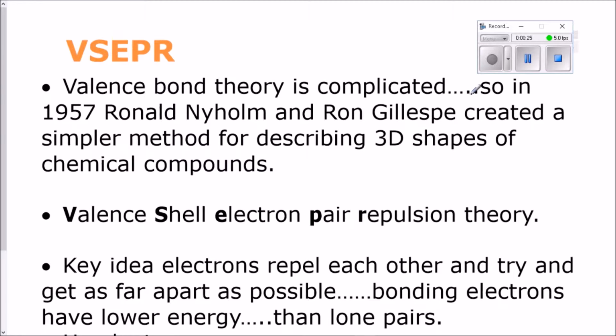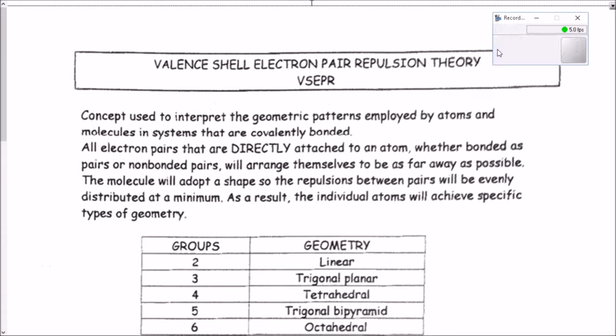VSEPR again stands for valence shell electron pair repulsion. Valence shell electrons are the only ones we care about because they're involved in bonding and they repel each other. The key idea about this repulsion is that they want to get as far apart as possible in three-dimensional space. You also have to remember that bonding electrons have lower energy than lone pairs. That means bonded electrons don't mind getting closer together, and lone pairs have higher energy, so they really want to get farther apart.